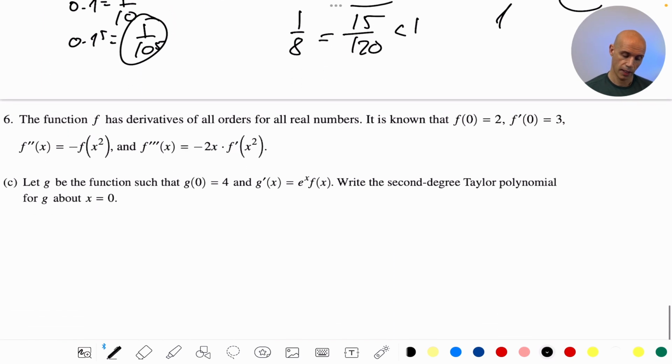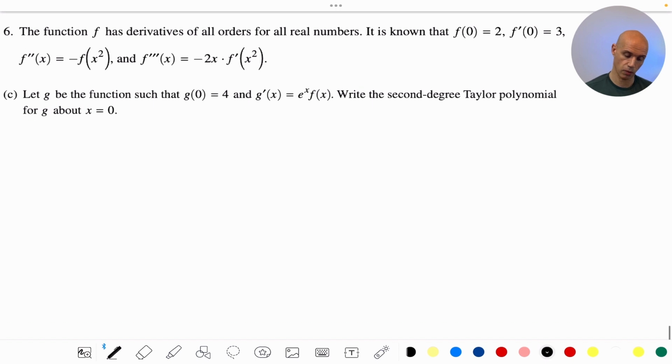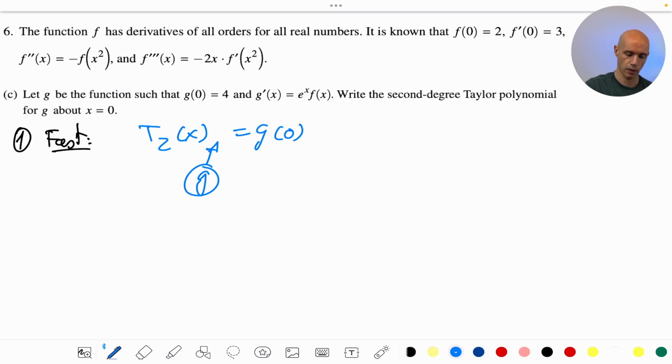And now we have this one, which is a pretty cool question. So this one, there are two ways. The fast way is to say, look, what do you want? This is the Taylor polynomial of g, okay, g, not f. So this is going to be g of 0 plus g prime of 0 plus blah, blah, blah, blah, blah, blah.